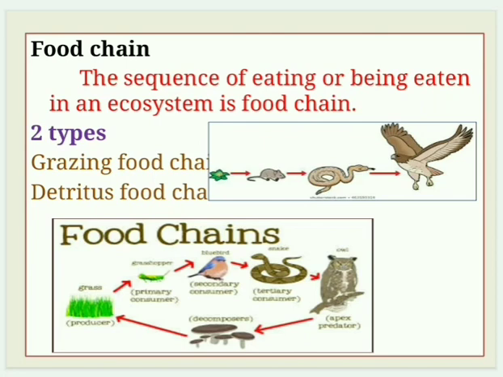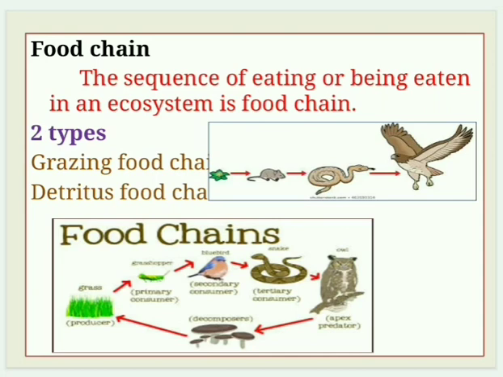There will be the first trophic level: plants are the first trophic level. Herbivores or primary consumers are the second trophic level. Carnivores or secondary consumers are the third trophic level. Tertiary consumers are the fourth trophic level. Decomposers represent the fifth trophic level. So there are 5 food levels or 5 trophic levels in an ecosystem.